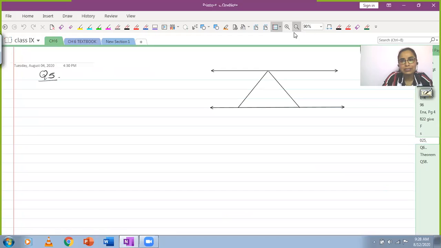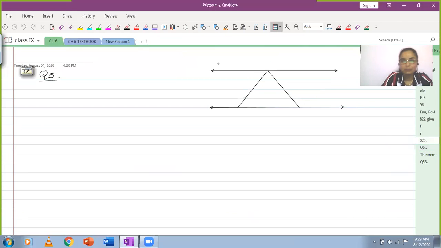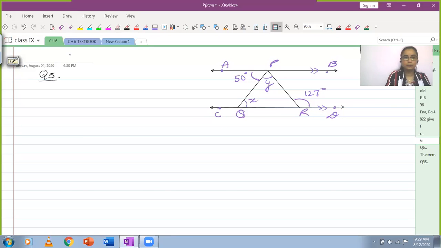This is question number 5. Okay, we were doing question number 5. So let's just do this, and whichever way you want to do it, you can just go ahead. I will do it the way which I think is the easiest according to me. So we've got two parallel lines. If you want, you can just indicate that. And we've got P here, Q here, R here. There is angle 127 degrees. Over here we have 50 degrees. This is X and this is Y.